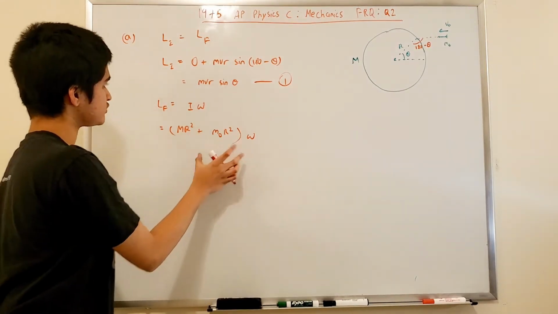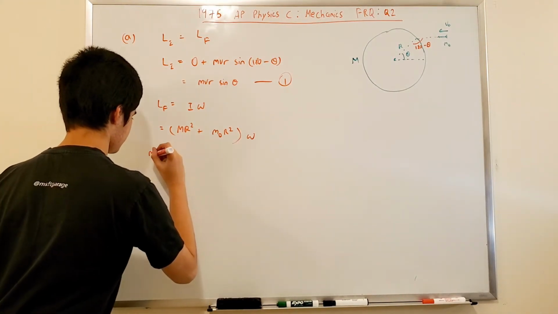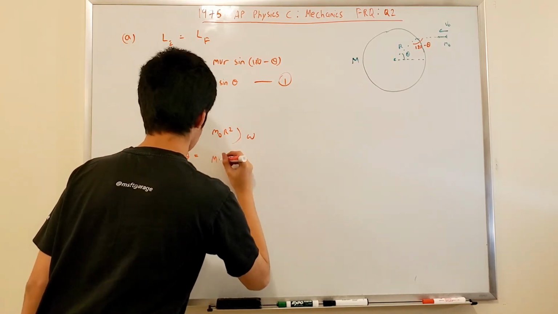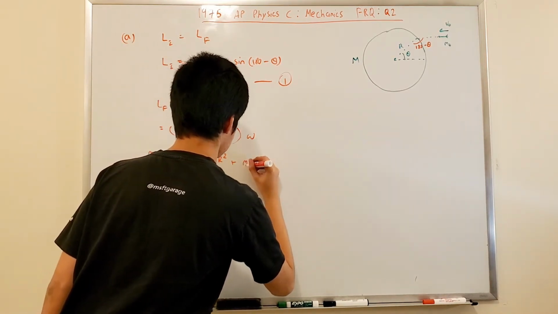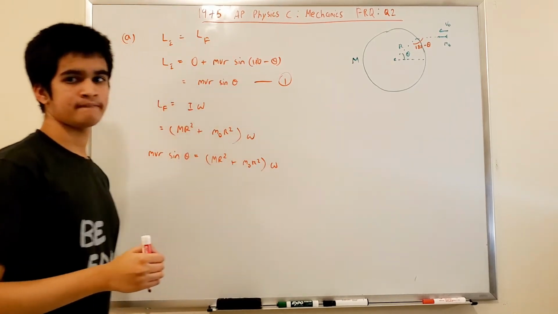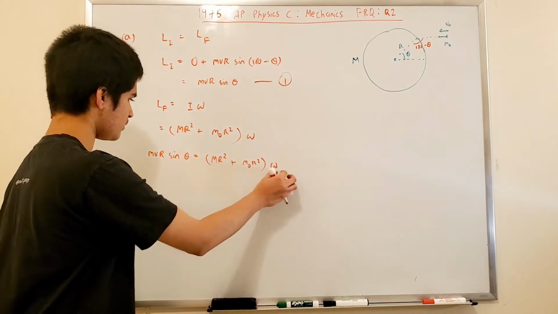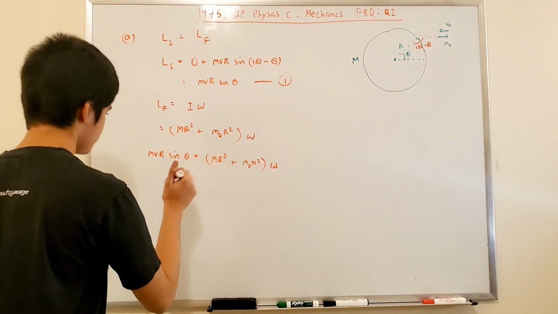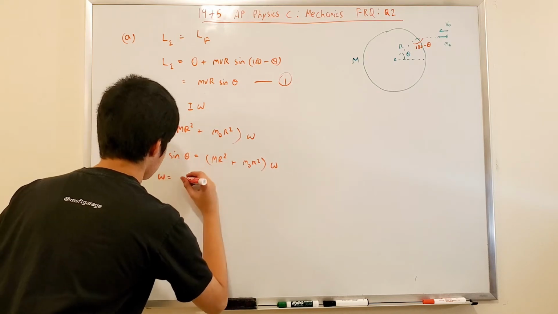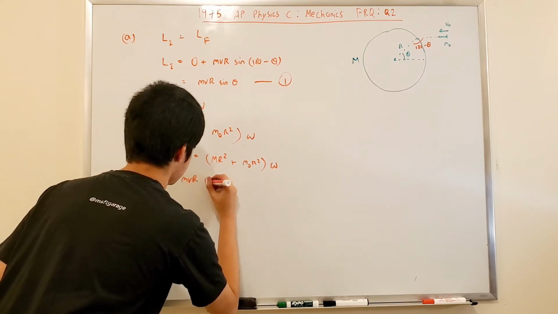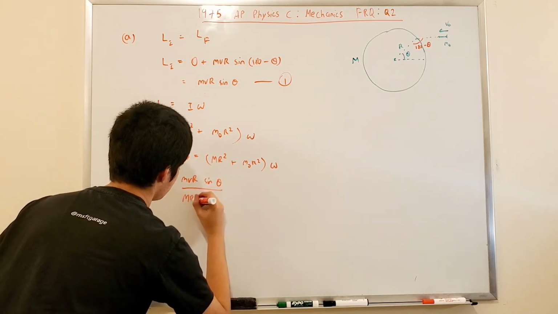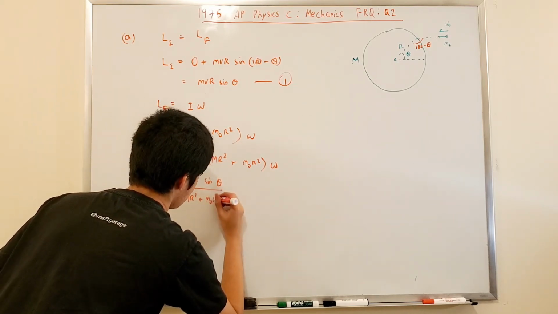Now these two have to be equal, so we have m0 v0 r sine theta is equal to M r squared plus m0 r squared, times omega. Finally, we can solve for omega by dividing both sides by this term to get omega is equal to m0 v0 r sine theta divided by capital M r squared plus m0 r squared.